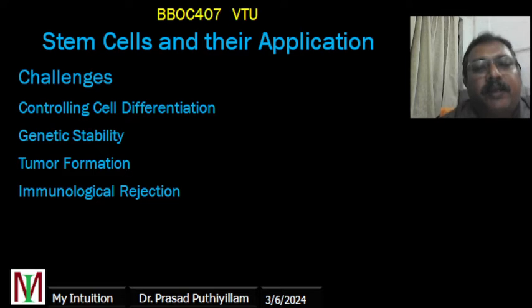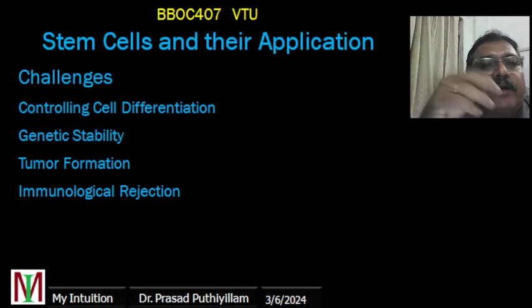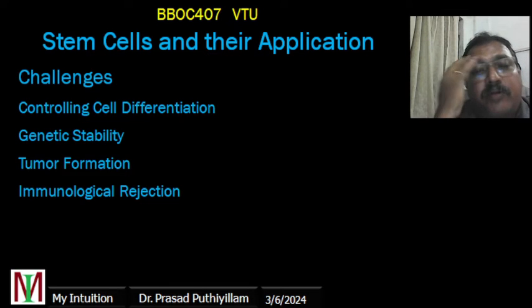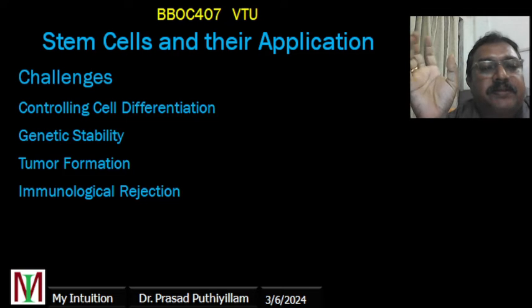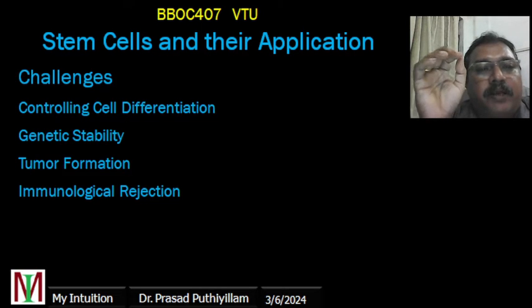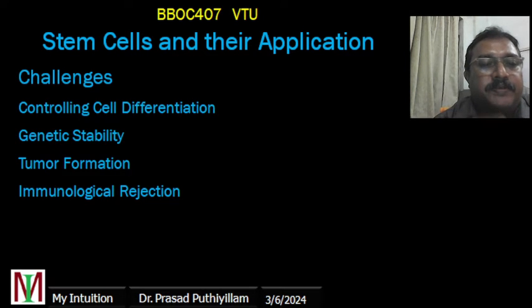Maintaining the genetic stability of the stem cell during its growth, that is the cultivation and the manipulation, so that the genetic material should not be disturbed. Otherwise mutation happens. So that should not happen. Unwanted genetic mutations or abnormalities will create some risk if it is used for therapeutic purposes.